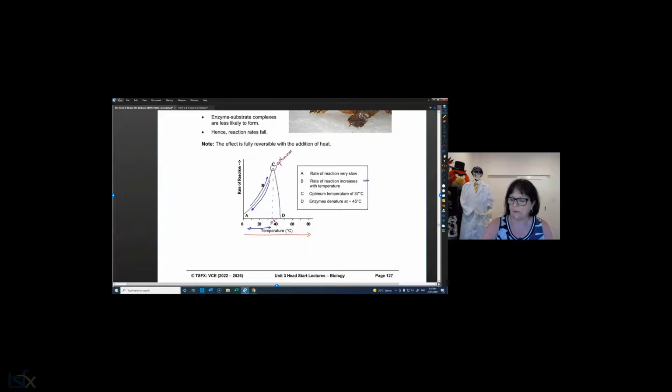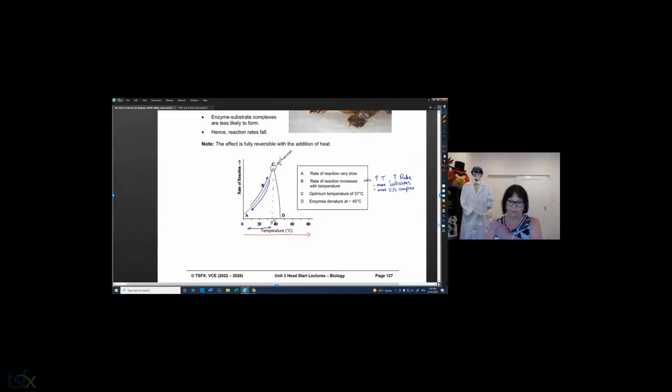So here we've got increased temperature. We're going to increase the rate. That's because there are more collisions happening between the molecules. And if there's more collisions, there's more enzyme substrate complexing. If you lower the temperature, you lower the rate because the molecules are moving slower and there's less complexing. So that's what happens with temperature up to optimum.